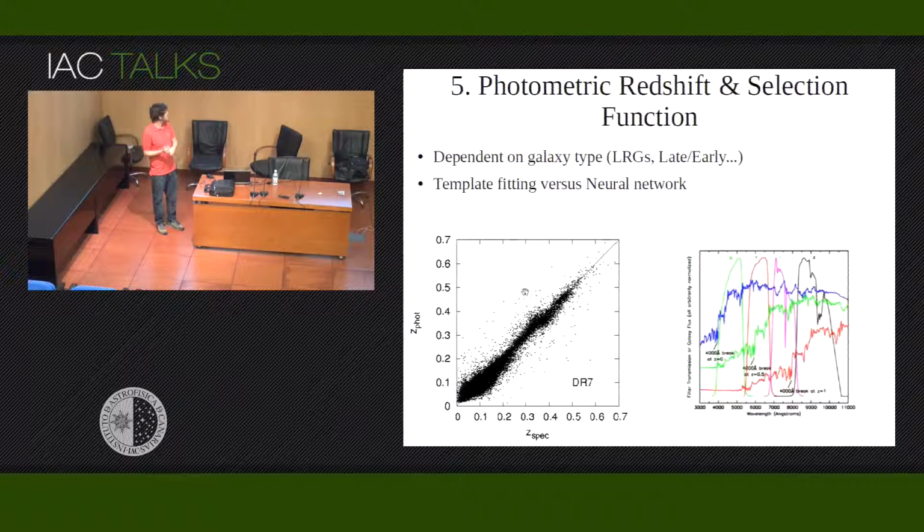There are basically two distinct techniques. One is template fitting, where you compare your values of magnitudes against templates of different galaxies. Those templates can be from previous spectroscopic surveys, a collection of those for different galaxy types, or they can be synthetic templates for the galaxies. And then we have machine learning techniques like neural networks.